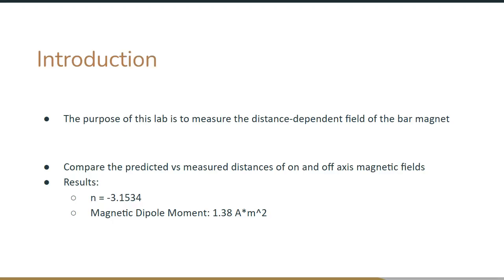the same behavior. In this experiment, I worked to measure the distance-dependent magnetic field of a bar magnet using a phone magnetometer app. From my results, I found that the magnetic dipole moment of the bar magnet was 1.38 and the slope of the distance-dependent relationship was negative 3.1534, showing that the magnetic field decreases roughly as the cube of distance.